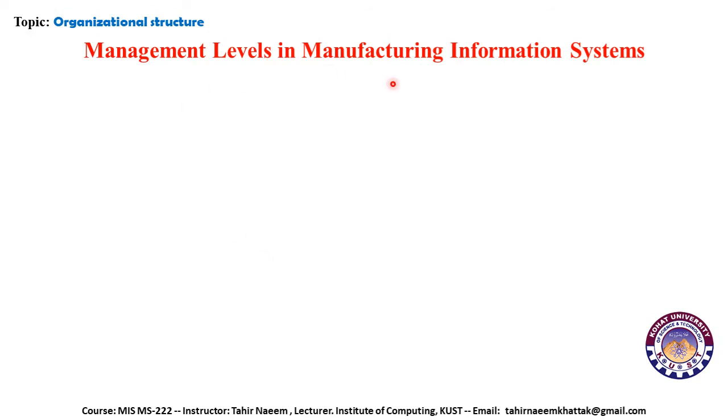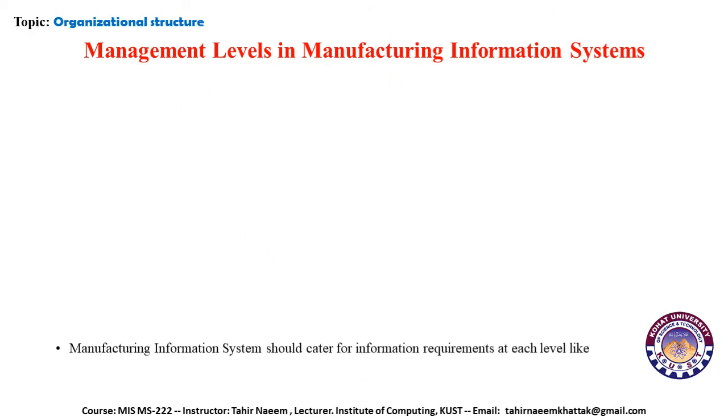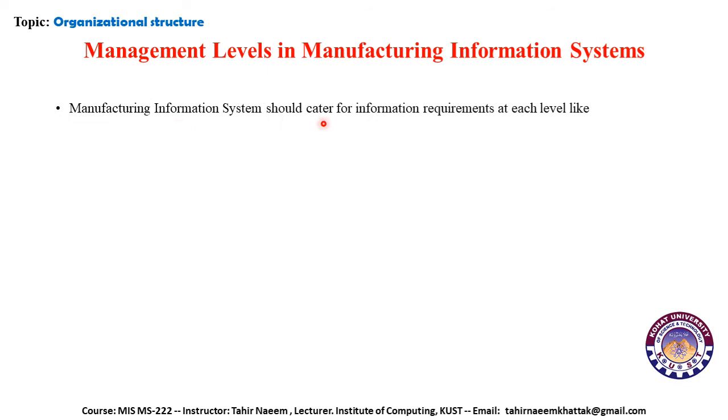Management level in manufacturing information system. A manufacturing information system should cater for the information requirements at each level, like the strategic level. The strategic level should locate new plants which can save costs. We should always look out for new physical locations for the plant which have tax breaks and other facilities, so that we will be able to reduce our costs.